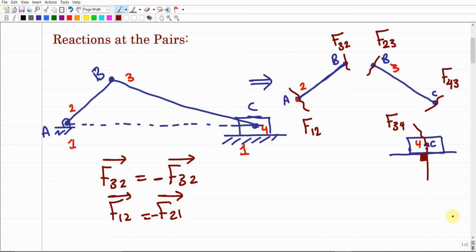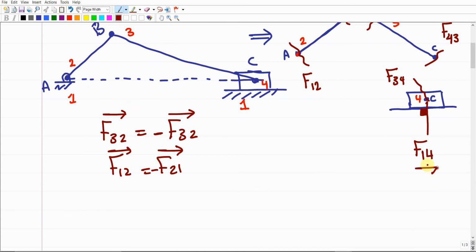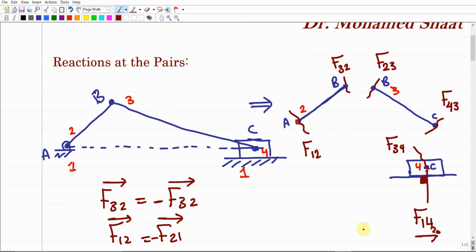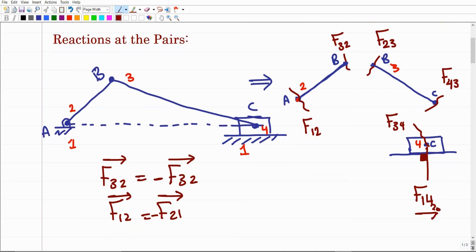Make sense? So this force, which comes from the ground, which is 1, acting on 4, because we're already working on 4, this F14 should be perpendicular. We know its direction. Its direction will be given, but its value will be unknown. But the other forces will all be initially unknown, and the objective is just to find them. This is the objective of the force analysis that we are going to do for a mechanism like this one. Make sense? So this is how we can define the reactions of the pair at the different joints and different pairs. This is an important thing.